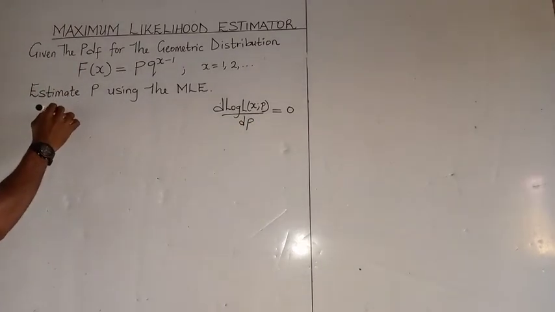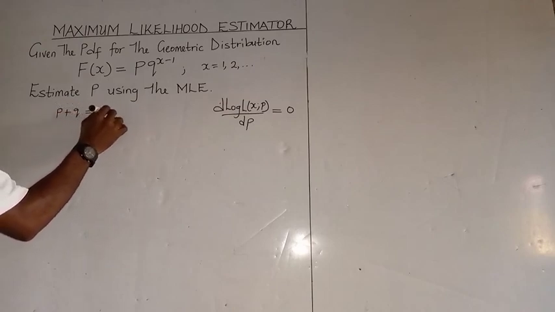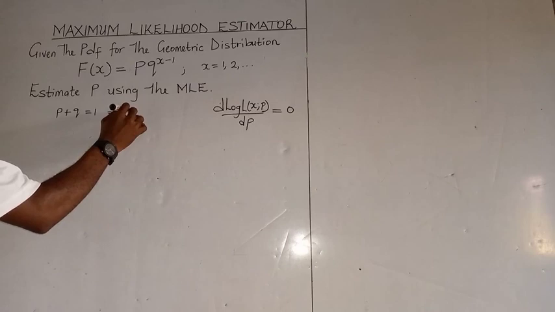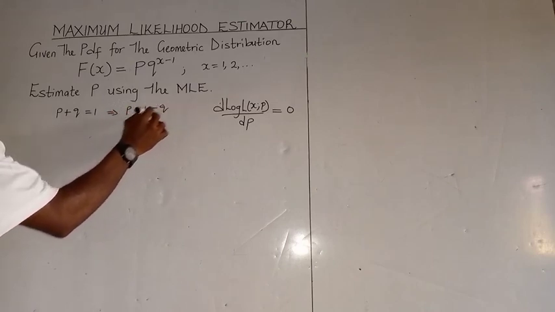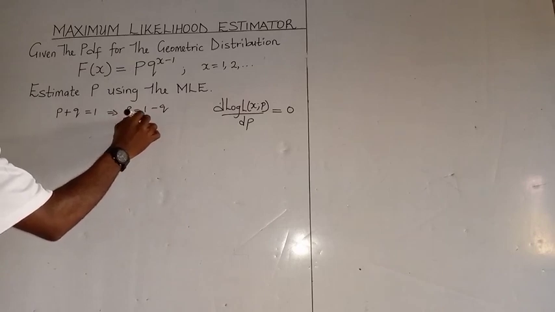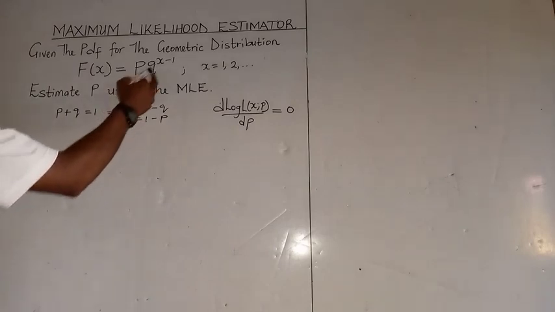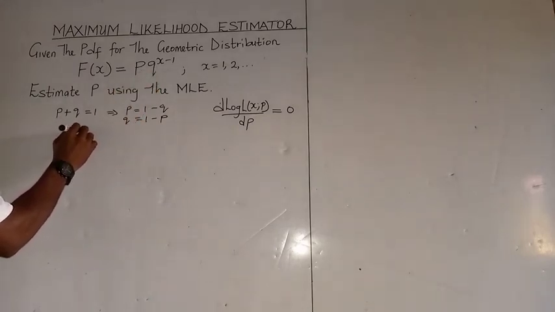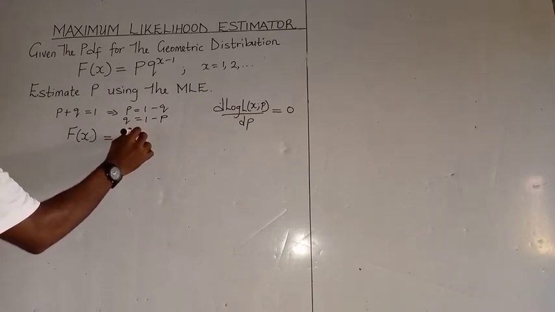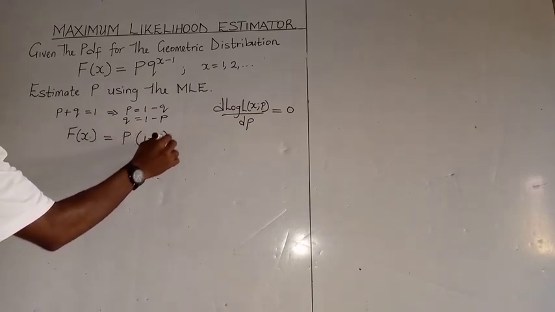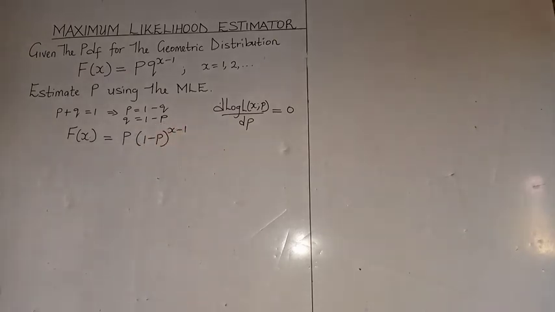We recall from probability that the probability of success plus failure is equal to 1, which implies that P is equal to 1 minus Q. Also, Q is equal to 1 minus P. So we can write this as f of x equal to P times (1 minus P) raised to x minus 1, to make it uniform.